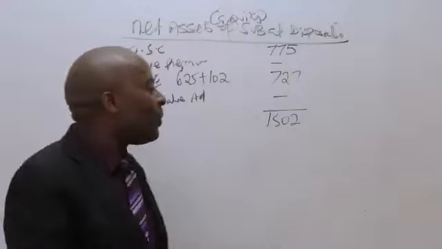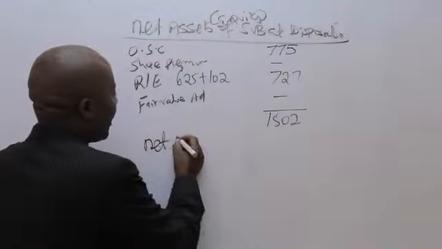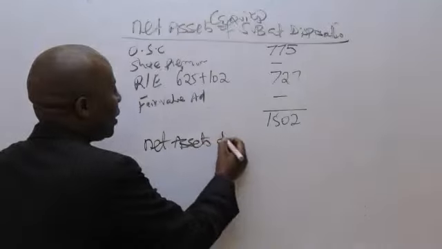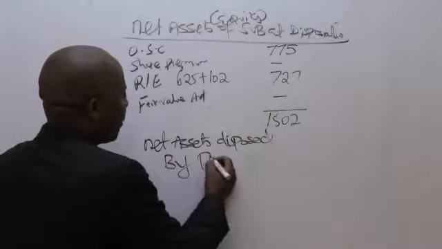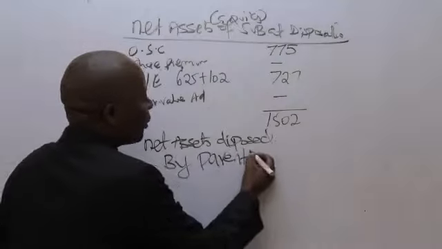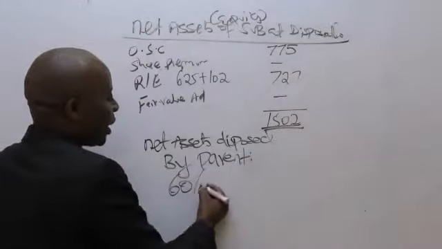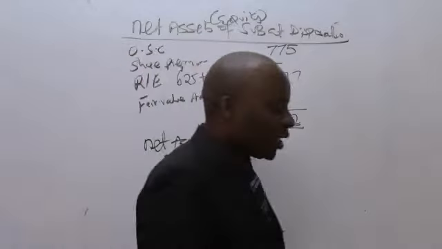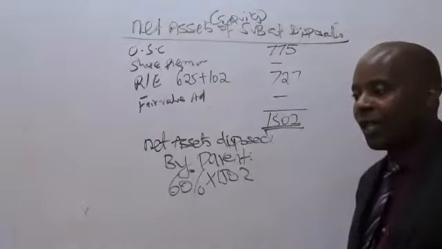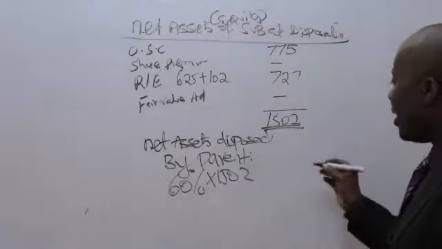So in this case, look at the net assets disposed by the parent. The net assets disposed by the parent, this I can double underline, will be 60% of its share, 60% of this 1502. Is anybody able to give me this figure, 60% of 1502? So already they have a figure of 901.2.